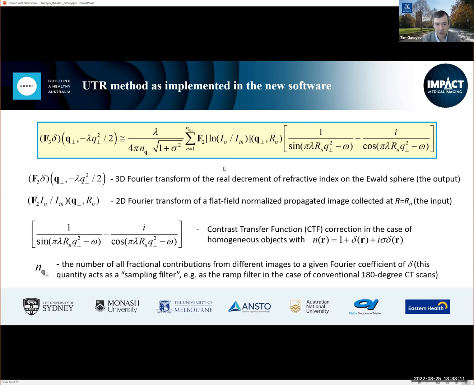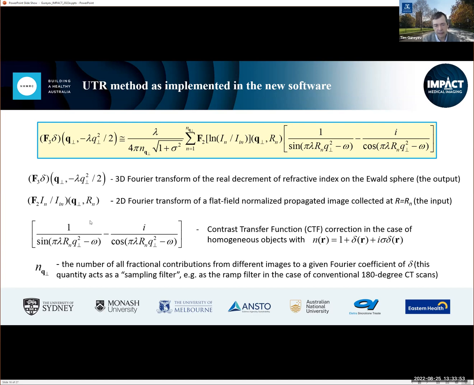But I will try to argue that what happens in this formula is precisely what happens in this picture, right? So we have these incident images, which we flat field correct as usual, as we do now. We correct them for the incident illumination. We Fourier transform each image. We apply this a little bit complicated contrast transfer function, and that gives us the Fourier coefficients of the refractive index that we are trying to find, right? And we do it for every image, and every image gives a contribution to certain coefficients.